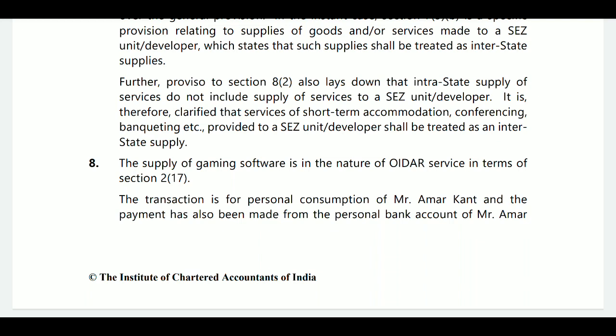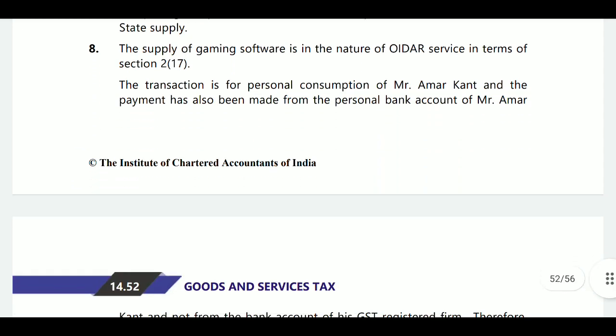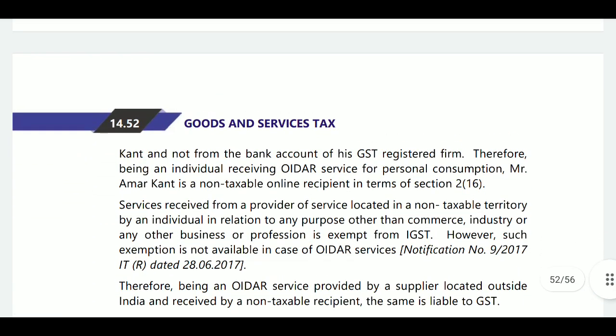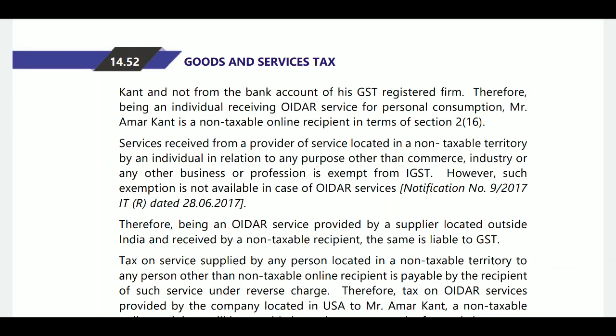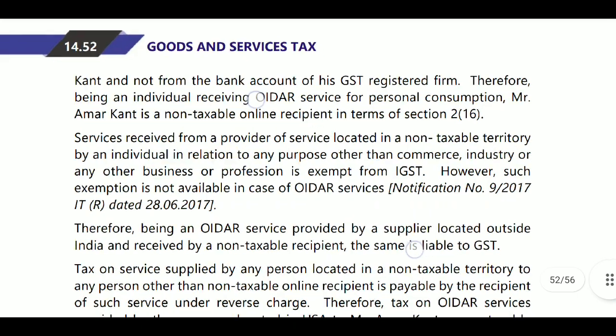Therefore, being an individual receiving OIDAR service for personal consumption, Mr. Amarkant is treated as a person in non-taxable territory, that is, a non-taxable online recipient in terms of section 2 clause 16. Amarkant will be a non-taxable online recipient as per section 2 clause 16.